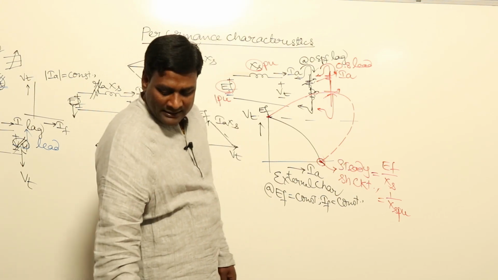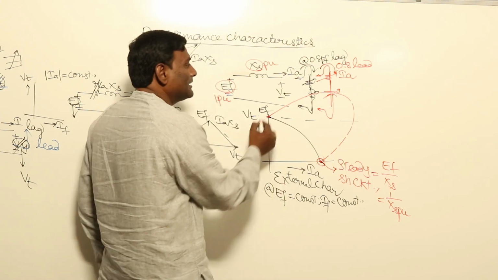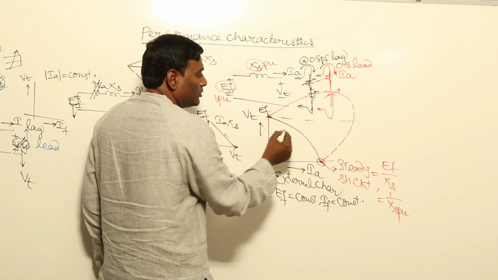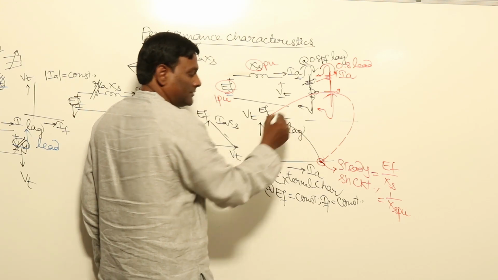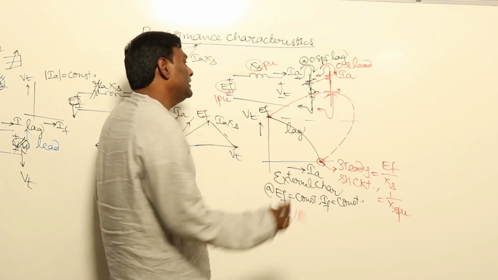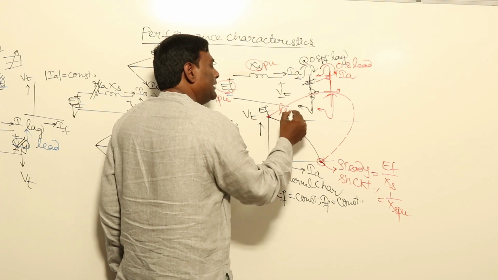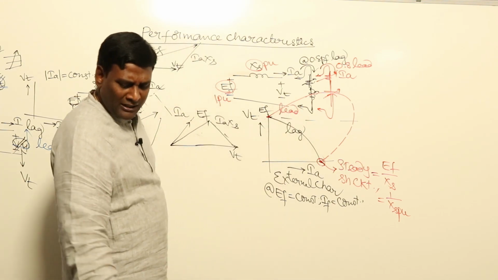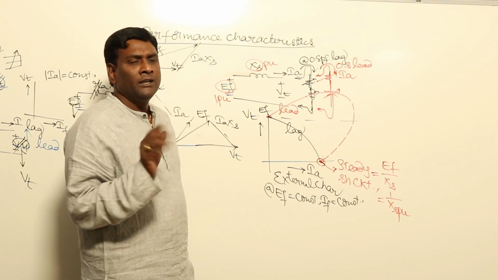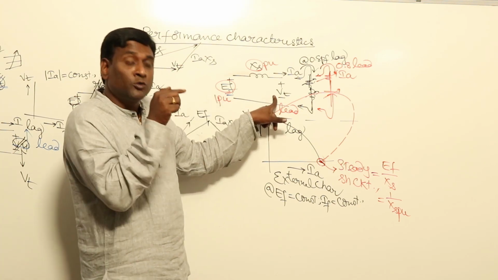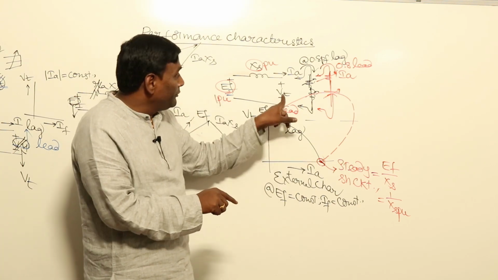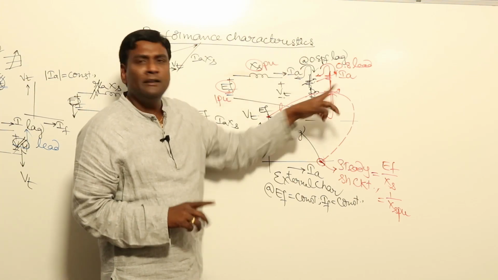Now next thing: this is going to be the external characteristic. This is going to be for the lagging condition, and the red one is going to be for the leading condition. Did we remember anything? No. If EF is constant, VT has to reduce at lagging. VT has to increase at leading, that's it.